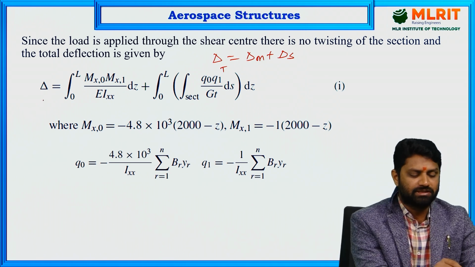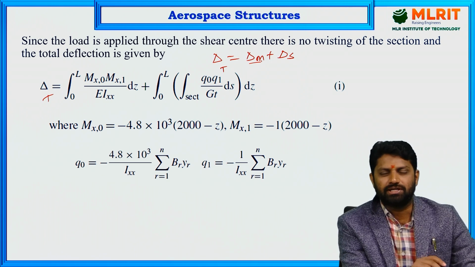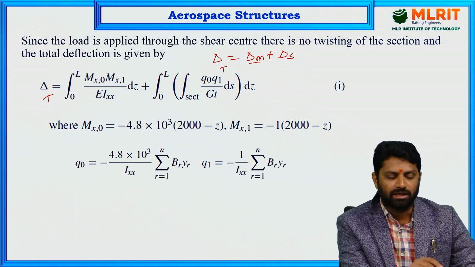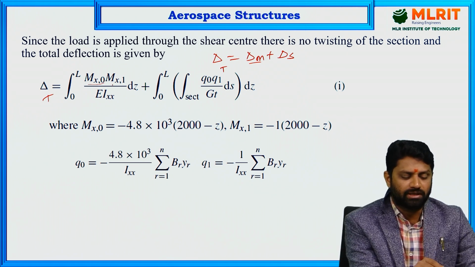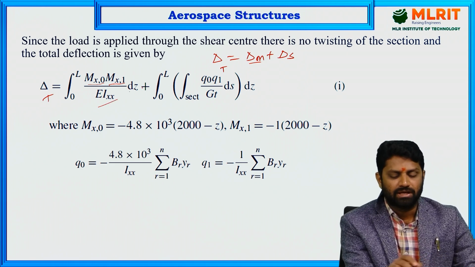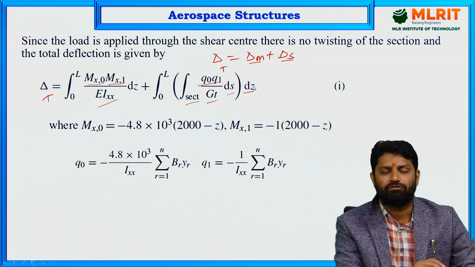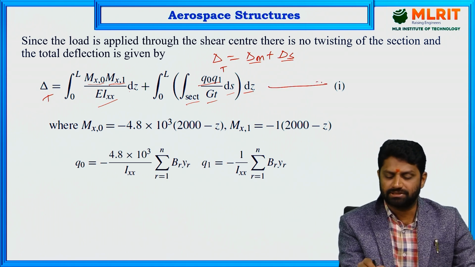So the total deflection delta T is equal to the deflection due to bending, and usually in the strain energy method we use the formula integral 0 to L m squared dx by 2EI, but now the formula is modified, and instead of m squared we have Mx naught into Mx1 into dz divided by E into Ixx, plus the shear deflection, integral 0 to L, integral over the section q naught q1 by Gt into ds into dz. So this is the formula for the deflection, which is a combination of bending as well as shear. Let us call this equation number 1.